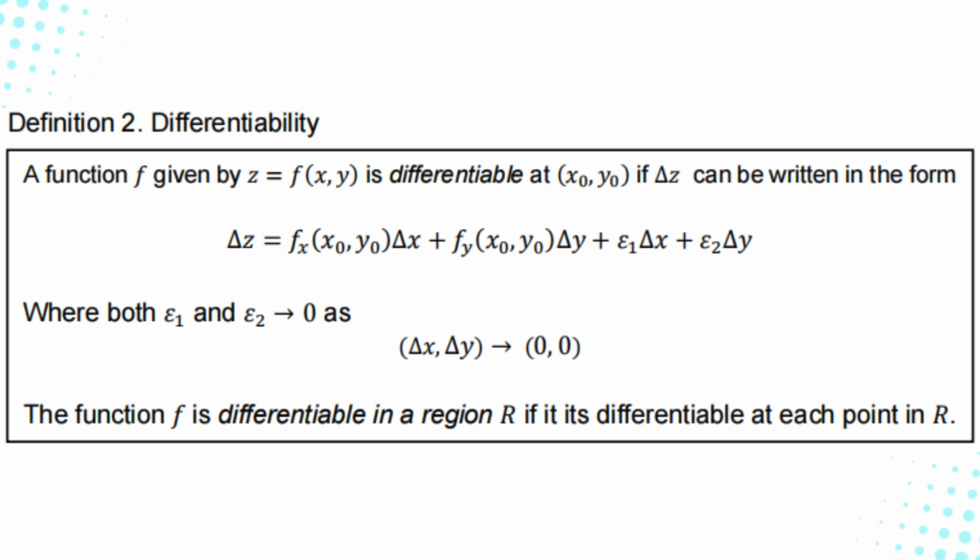Epsilon 1 and epsilon 2 are functions that go to 0 as delta x and delta y go to 0. As delta x, delta y approaches 0 and 0, this means that as the changes get smaller and smaller, the error disappears, and our linear approximation dz becomes exactly equal to the actual change delta z in the limit. A function is differentiable in a region R if it is differentiable at every point on that region.